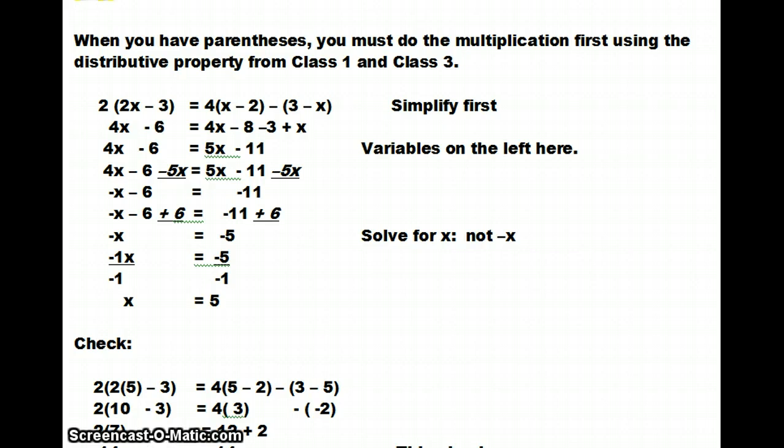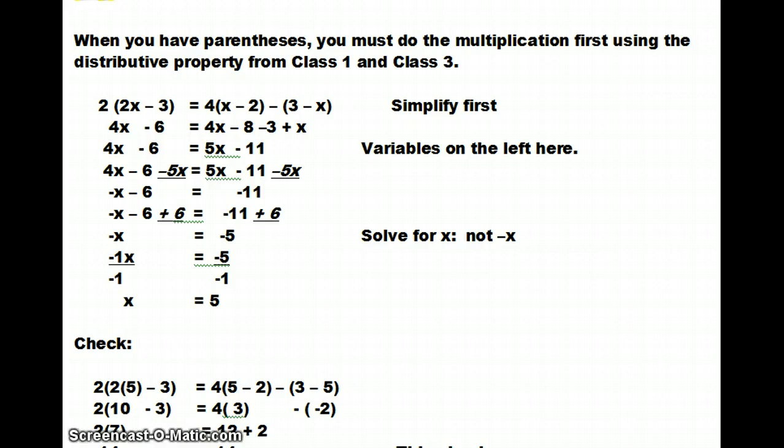In the next one, we have a minus sign with no number behind it, and then the parentheses. There's an imaginary 1 there, so it's negative 1 times 3, which is negative 3, and negative 1 times negative x is a positive x. So when it's just a negative sign out in front of parentheses, the sign of every term inside the parentheses is going to change. So that was step 1, to get rid of those parentheses.